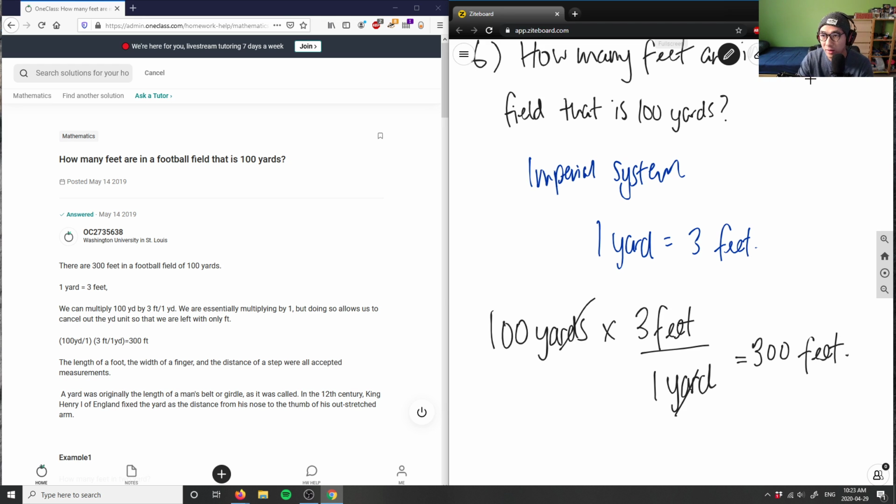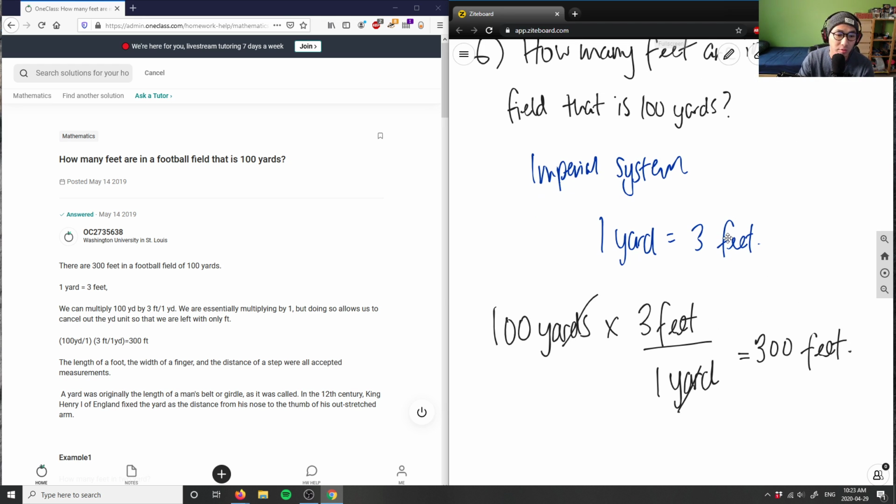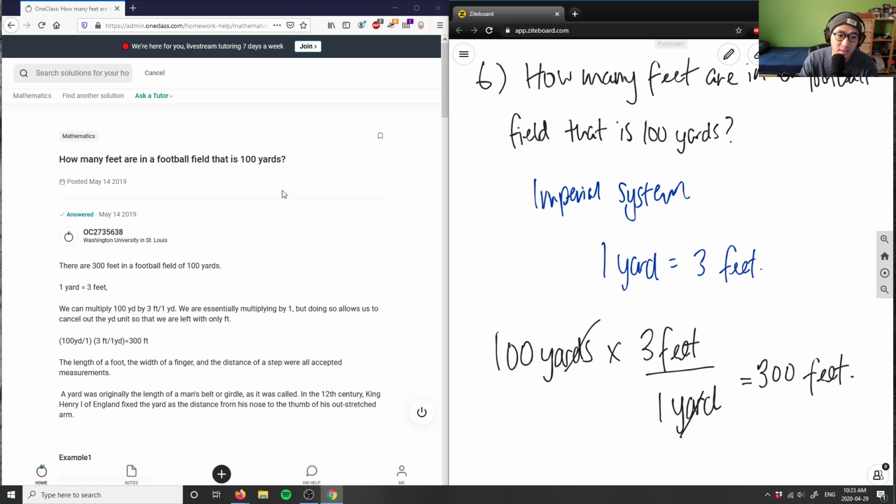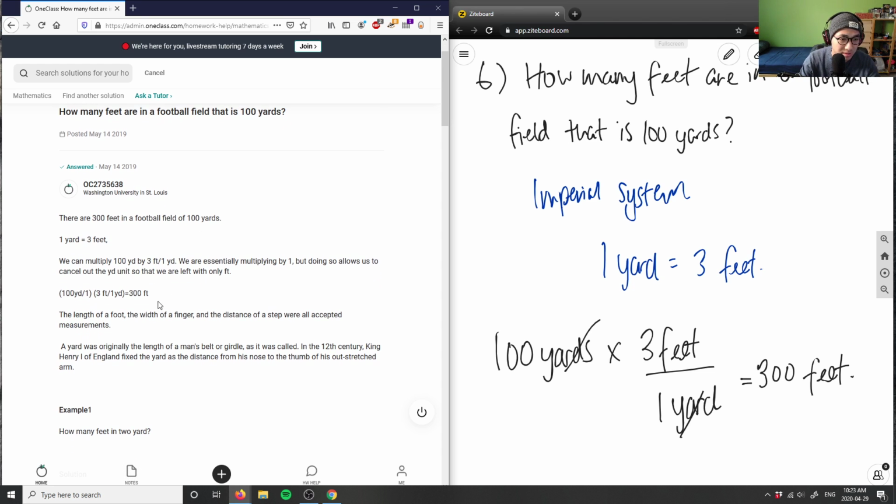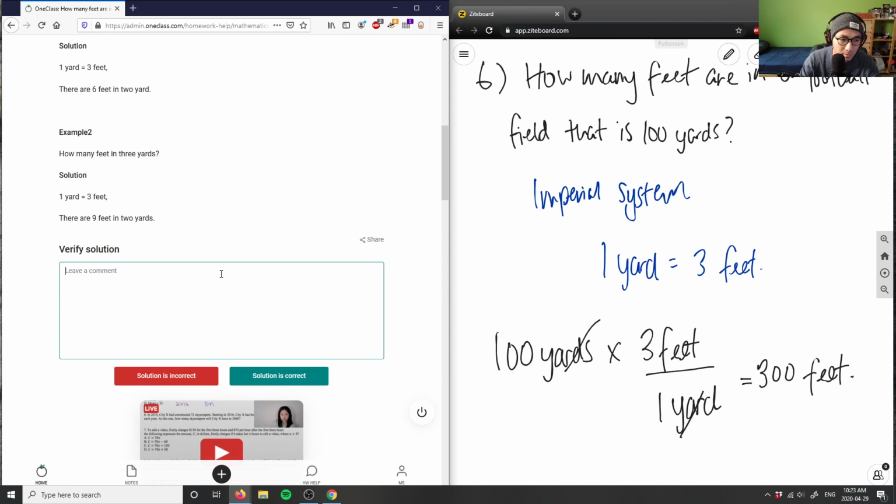So how many feet in a football field? That's 100 yards. 300 feet is the correct answer here. They got this right as well. So 1 yard equals 3 feet. We can multiply 100 yards by 3 feet per 1 yard for dimensional analysis, right? So we are essentially multiplying by 1, but doing so allows us to cancel the yard unit so that we're left with feet. So this here is correct, right? They actually use dimensional analysis here, which is great. So good solution. Great use of dimensional analysis to figure out units.